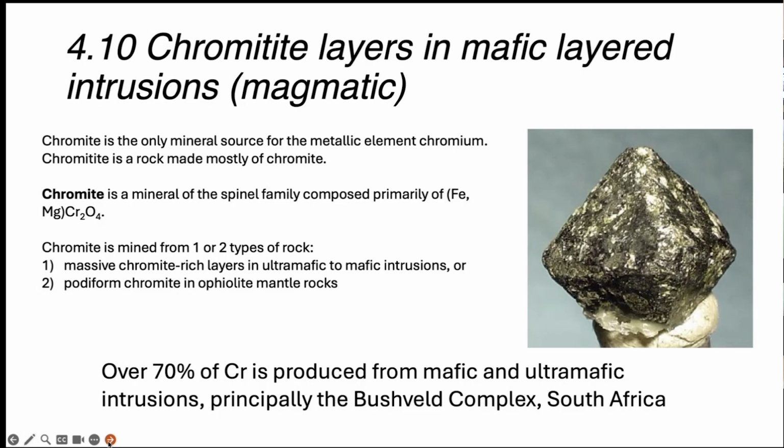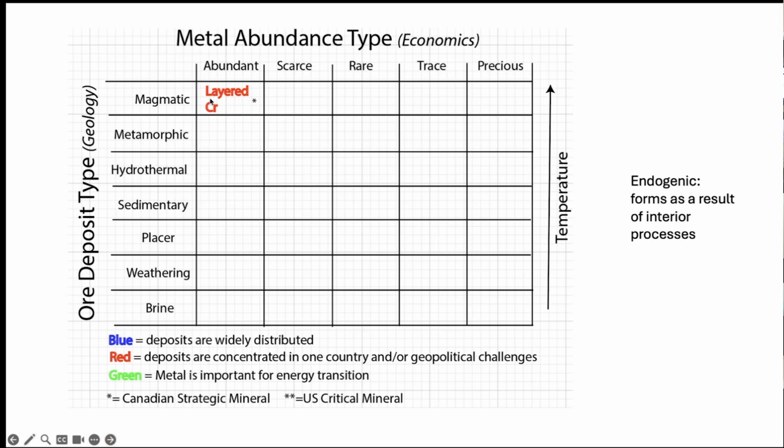And it is mined from one or two types of rocks: layers in ultramafic or mafic intrusions like the Bushveld, or podiform chromites in ophiolites. And more than 70% is produced from the mafic and ultramafic intrusions. So layered chromite is definitely magmatic, orthomagmatic, endogenic, and it tends to be concentrated in a single source, a single country. And it's a Canadian strategic mineral, but not a U.S. critical mineral.